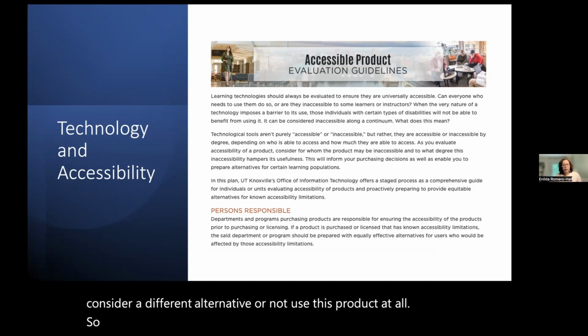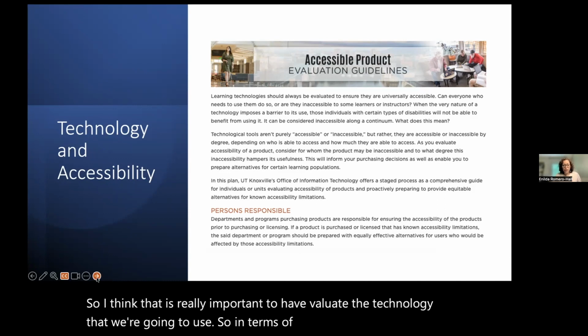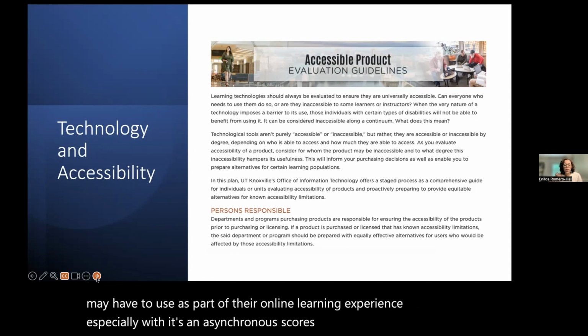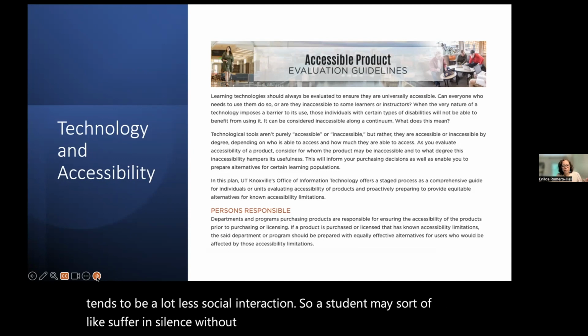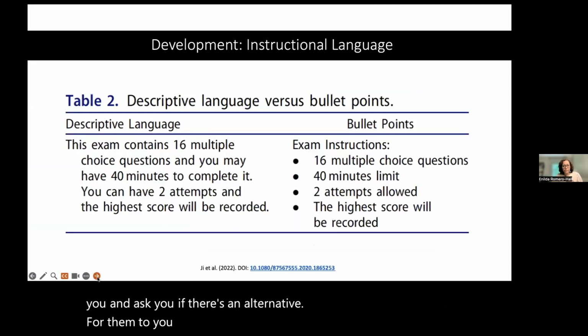So I think that it's really important to evaluate the technology that we're going to use. So in terms of software that the students may have to use as part of their online learning experience, especially if it's an asynchronous course, again, there tends to be a lot less social interaction. So a student may sort of suffer in silence without knowing that they could reach out to you and ask you if there's an alternative for them to use.